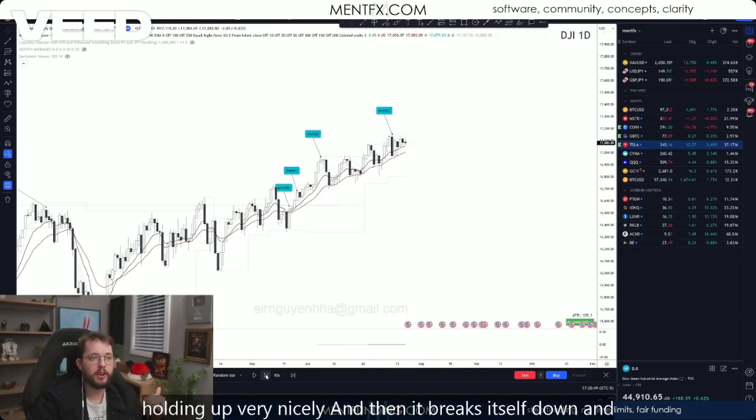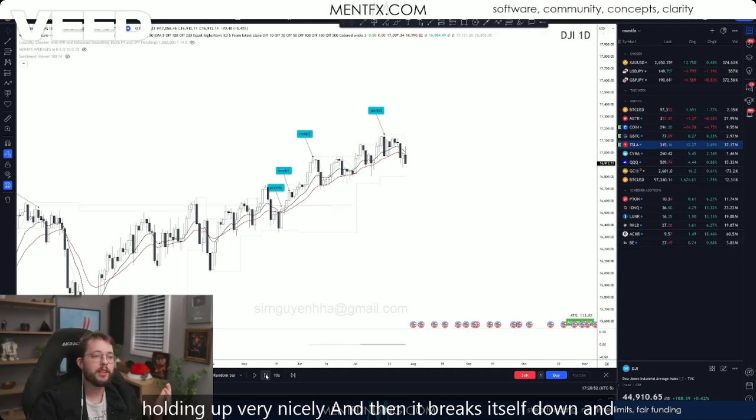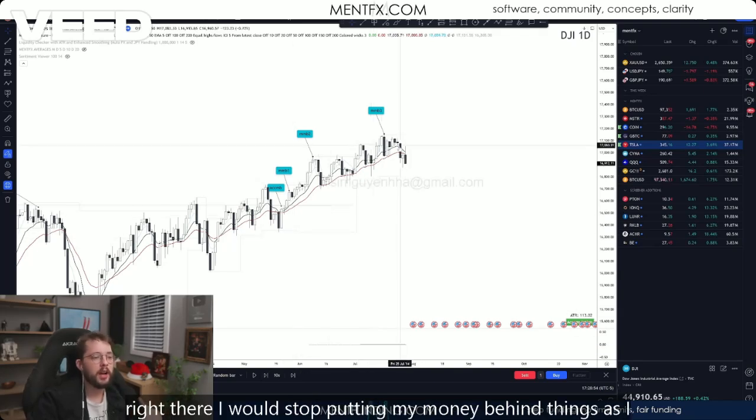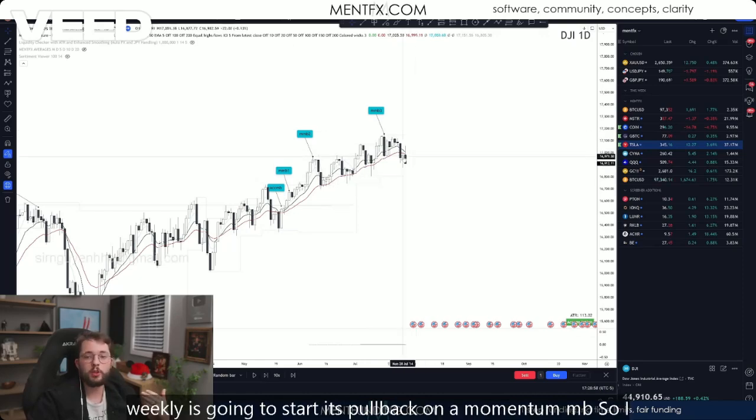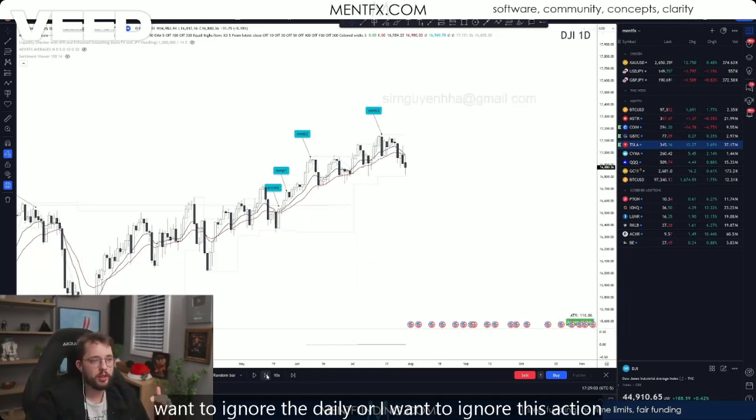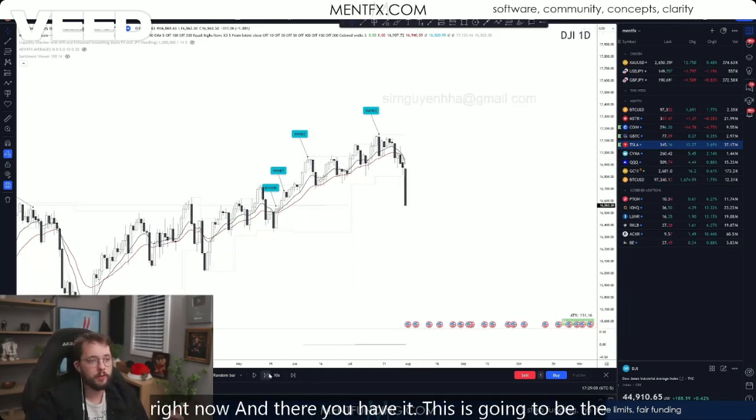It's still holding up very nicely. And then it breaks itself down. And right there, I would stop putting my money behind things, as I would now expect a bearish market to start, which means the weekly is going to start its pullback on a momentum MB. So I want to ignore the daily, or I want to ignore this action right now. And there you have it.